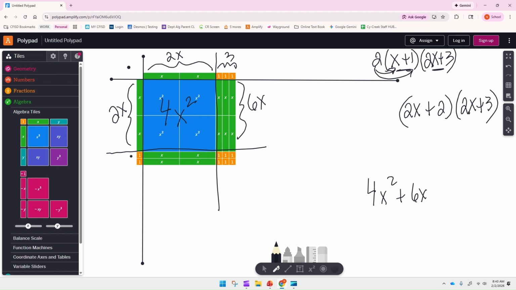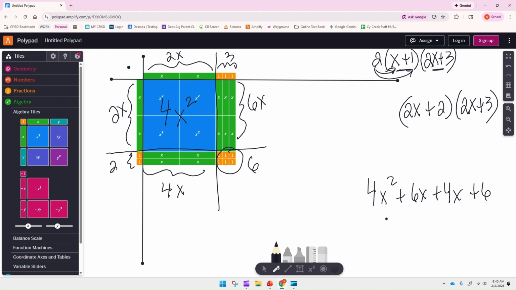I have this unit here, which is 2. And then I have these, which is 4x. Okay. So 2 times 2x is going to give me that 4x. So I'm going to add that 4x. Then 2 times 3 is going to give me this section of 6 for that product of 6.